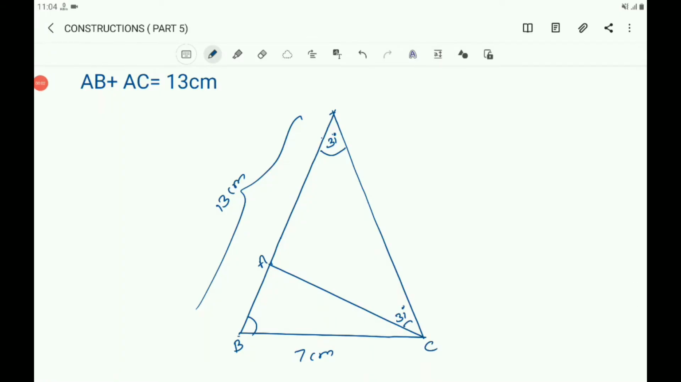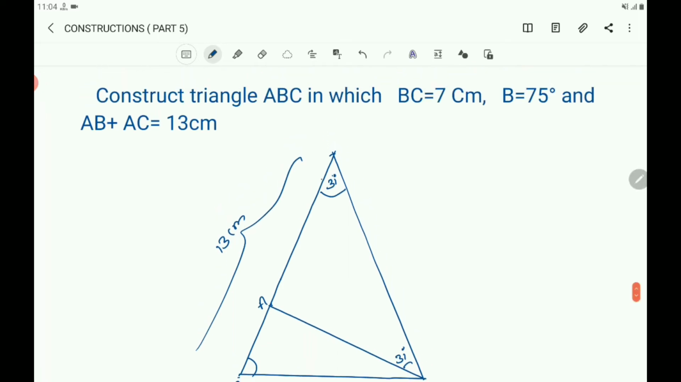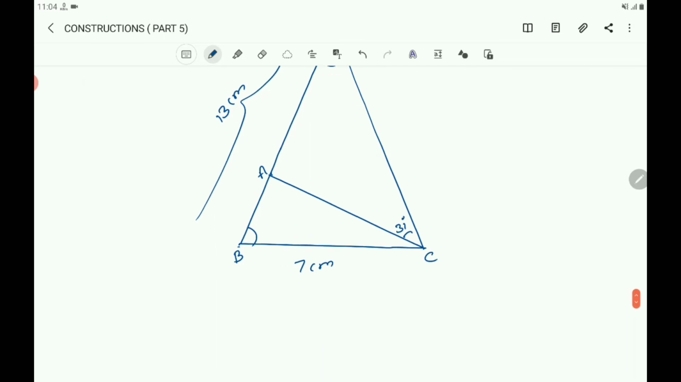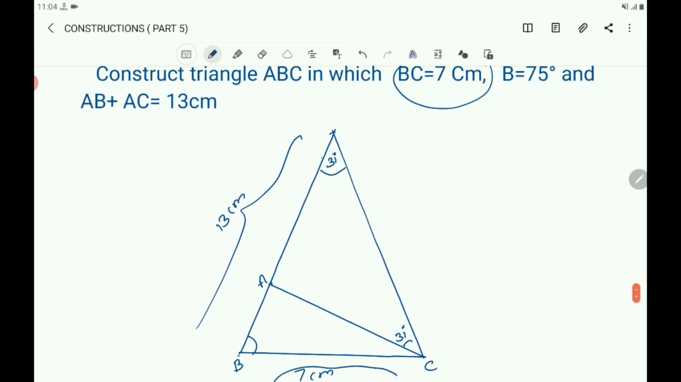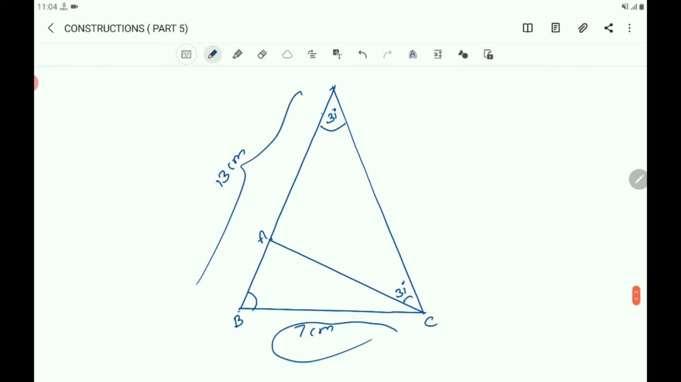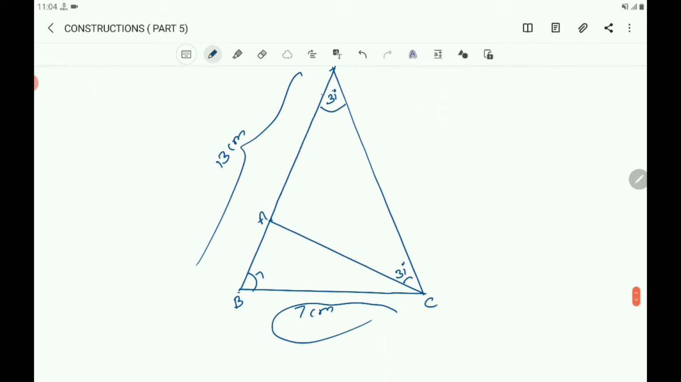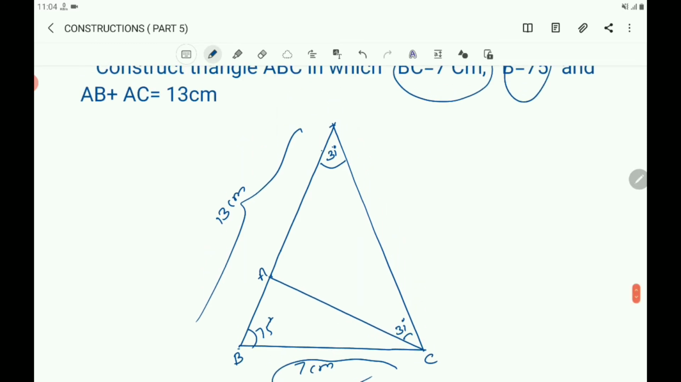How is the construction done? First, we draw the line BC of 7 centimeter. This is BC of length 7 centimeter, and the base angle is given, that is 75 degree. You measure 75 degree here and extend up to a convenient length. The sum of AB and AC is 13 centimeter, so you get the point D in such a way that BD is equal to 13 centimeter.